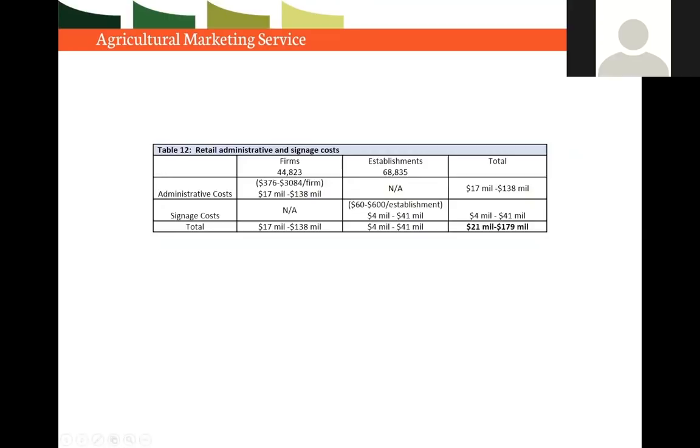USDA therefore assumed 3 signs per establishment for sweet corn, zucchini, and papaya for a total cost between $4 million and $41 million.